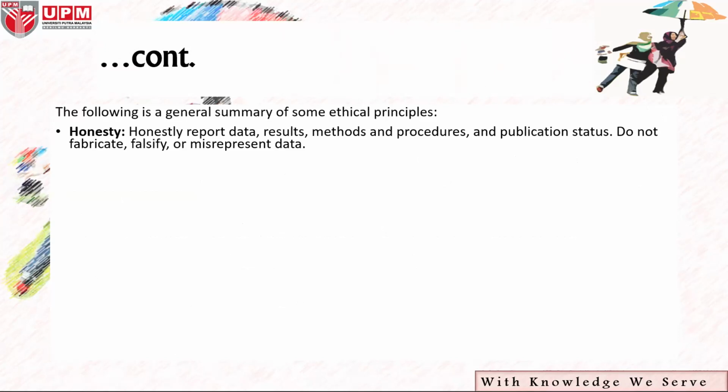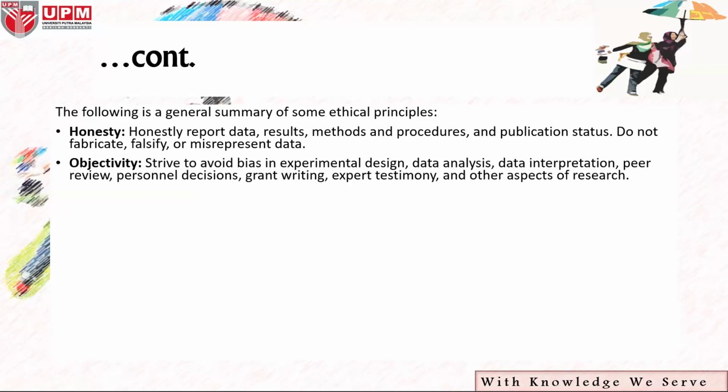So another ethical principle includes honesty. Be honest in reporting your data, results, methods and procedures, and publication status. Do not fabricate, falsify or misrepresent your data. Okay, do not manipulate. For quantitative data, there is a very wide tendency for the researcher to manipulate, but don't ever manipulate your data. Okay, and then objectivity: strive to avoid bias. For example, in experimental design, data analysis, data interpretation, peer review, personnel decisions, grant writing, expert testimony, and other aspects of research.